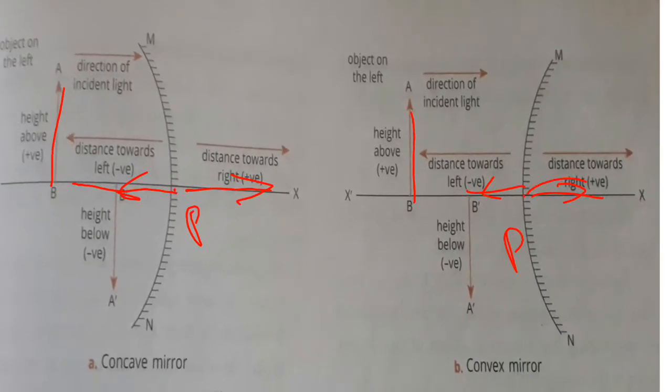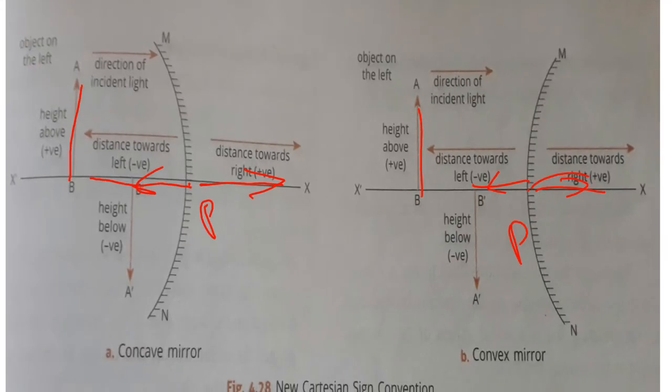Now in spherical mirrors, the distance of the object from the pole is called the object distance. The distance of the image formed from the pole of the mirror is called the image distance. And this new Cartesian sign convention will be used to solve numerical problems related to the mirror formula. So now we will see how we solve it using the mirror formula.